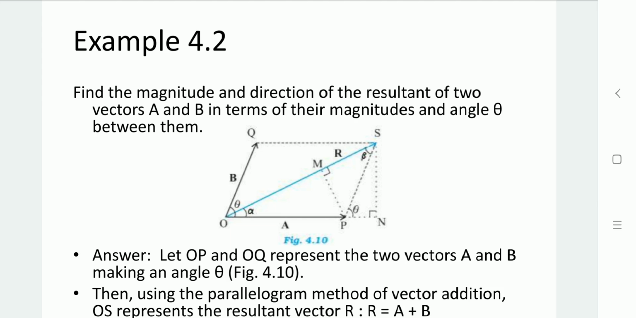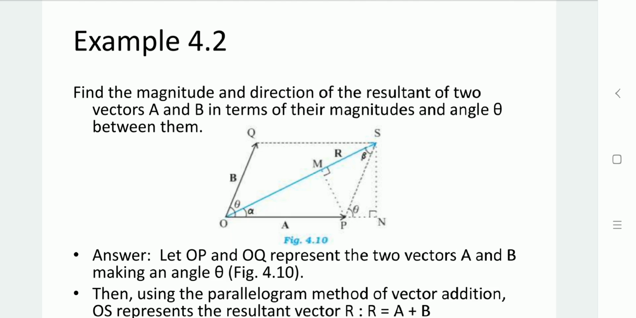So here the diagram is given in which it represents vector A as OP, vector B in the direction of OQ, and the angle theta is available between the 2 vectors. So here the parallelogram has been used. A parallel line of vector A is drawn from the point Q. So QS represents a parallel vector of A. The same parallel vector of B is represented by SP.